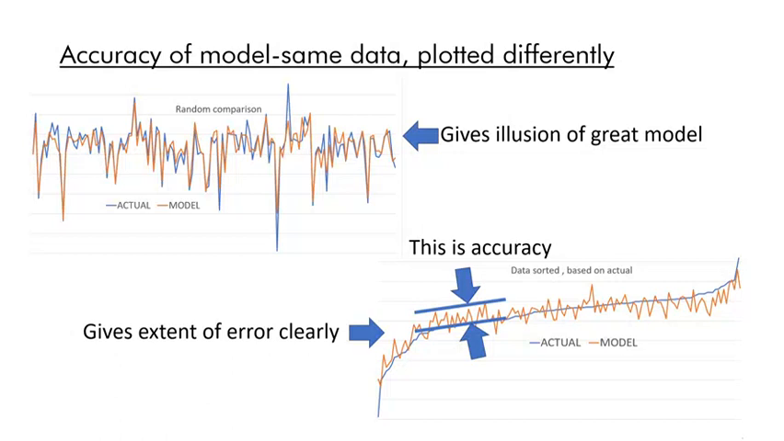But if the same data is plotted in a different manner, which is at the bottom, which is sorted with respect to the actual value, one can see the extent of error in the model predicted values, and this extent of error, which is the highest error, can be called the accuracy of the model. Now that's the accuracy with which you can reliably use the model's recommendation.